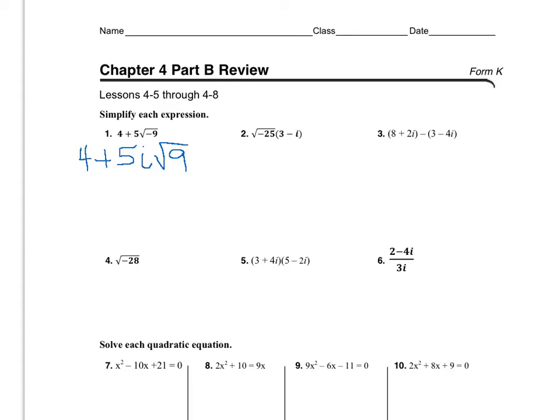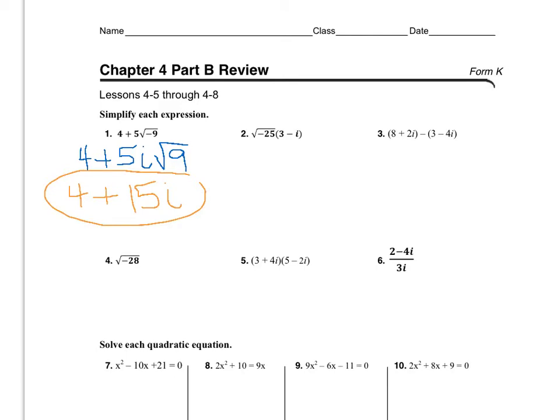Now I can simplify it even further because I know that the square root of 9 is equal to 3. So I'm going to take my 4, bring it down. Now my 5 that's already out here and this 3 that's coming out have to multiply. So I end up with 15i. 4 plus 15i.